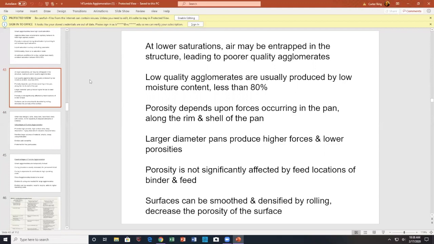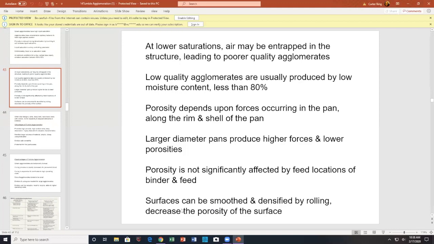At low saturation, air may be trapped in the structure, leading to poor quality agglomerates. Low quality agglomerates are usually produced by low moisture, less than 80%. Porosity depends upon the forces occurring in the pan along the rim and shell of the pan. Large diameter pans produce higher forces and lower porosities. Porosity is not as significantly affected by feed location. The binder and feed surfaces can be smoothed and densified, decreasing the porosity.